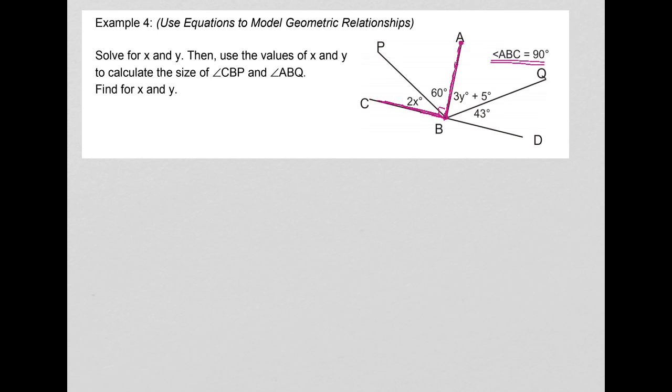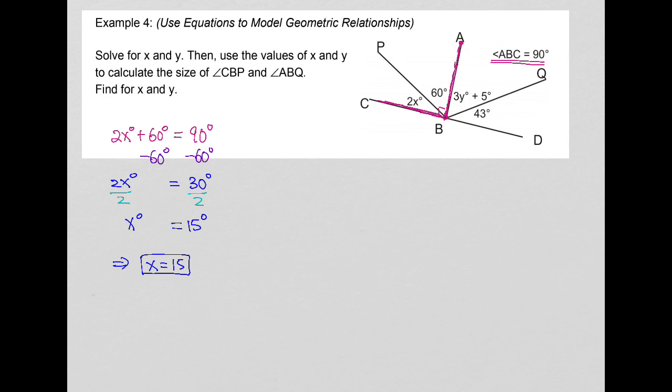So the first equation I can write is 2x degrees plus 60 degrees equals 90 degrees. That's the first equation I have. So let's isolate for x. That means I have to subtract 60 on both sides. So subtract 60 degrees on both sides. I got 2x equals 30 degrees. And after that, I want to find what each x is, so I have to divide by 2 on both sides. So x degrees equals 15 degrees. That means x equals 15.